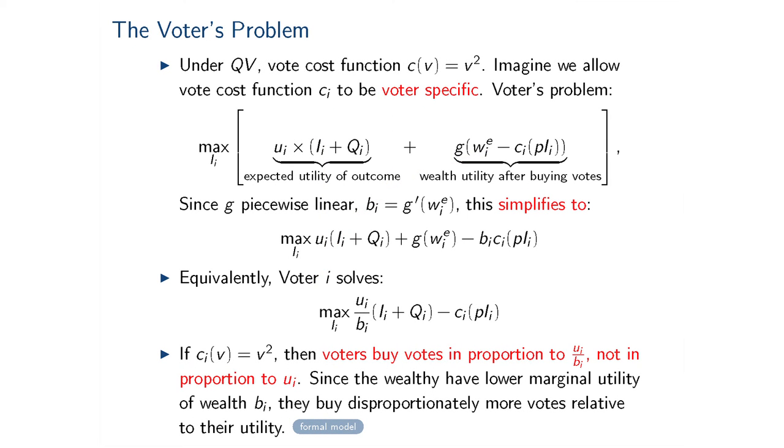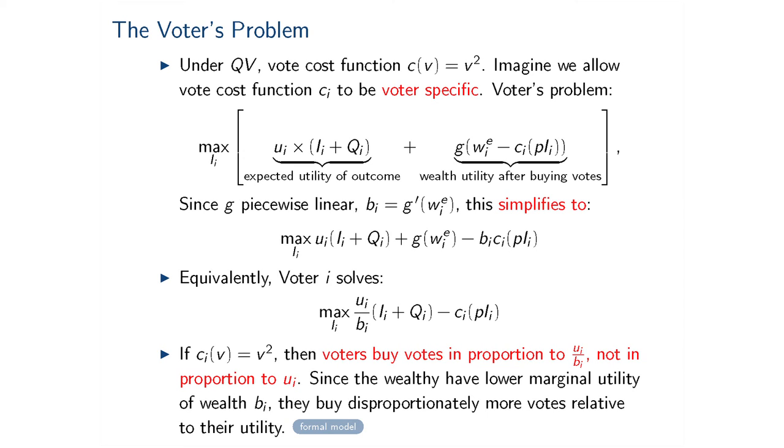Okay, so let's think about the voter's problem now. Under QV, the vote cost function is v squared. For the moment, you'll see why on the next slide, I'm going to allow there to be voter-specific cost functions. I'm relaxing the problem. Let's say everybody has their own vote cost function. It might be QV, it might be something else. So in our problem, it's going to look very similar. The voter chooses influence so as to maximize the expected utility of the outcome plus the wealth utility after buying votes. That's the thing that the voter maximizes.